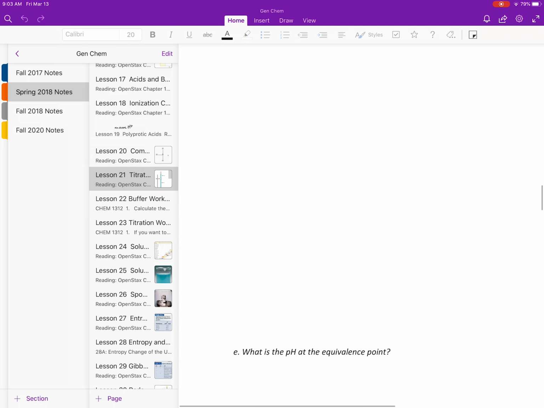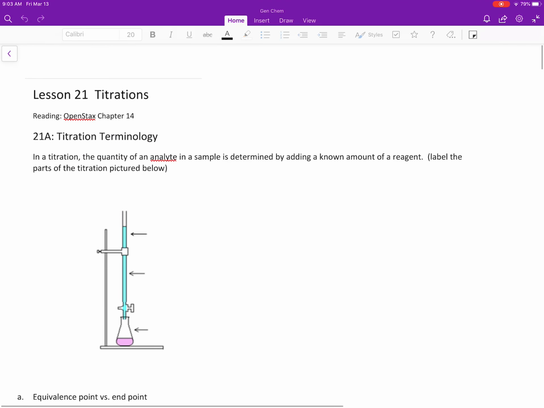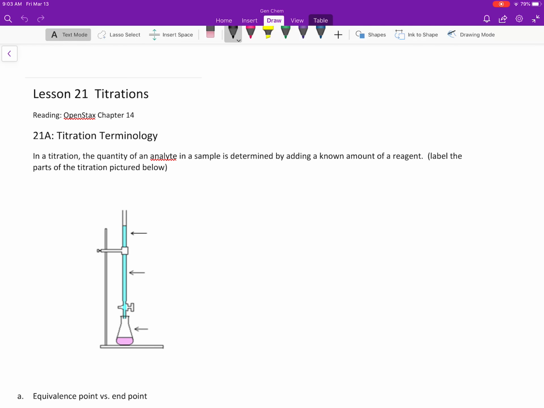So we're going to start lesson 21. This is all about titrations, and you may not remember back in second semester, but there was a small section, I think chapter 4.5, that mentioned titrations, and we skipped it way back then because they just introduced some brief terminology, which is what we're going to start with today, and then they don't actually cover any of the calculations until you get all the way to chapter 14.